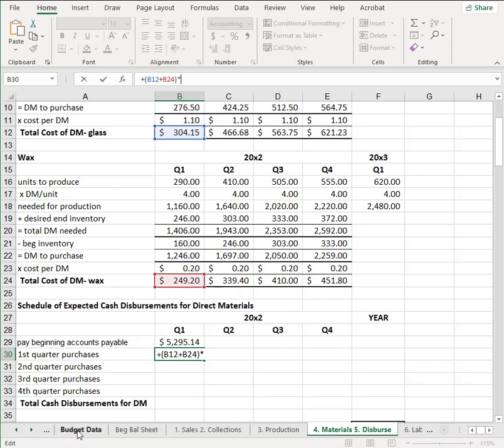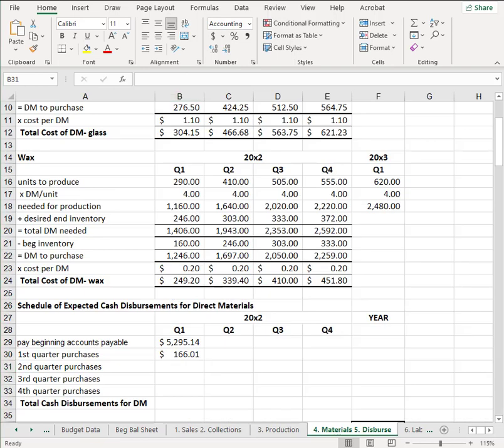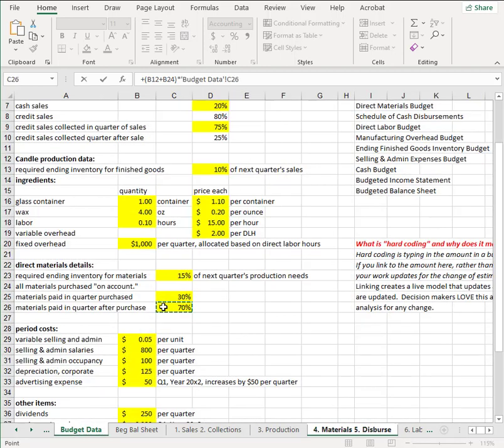What percent of quarter one purchases will be paid in quarter one? 30%. When's the rest of it going to be paid? When's the rest of this 304 and 249 going to be paid? In quarter two, in the quarter after. So, open parentheses, 304 plus 249, close parentheses, times. Now this is the remainder of quarter one being paid in quarter two, and that will be the 70%.